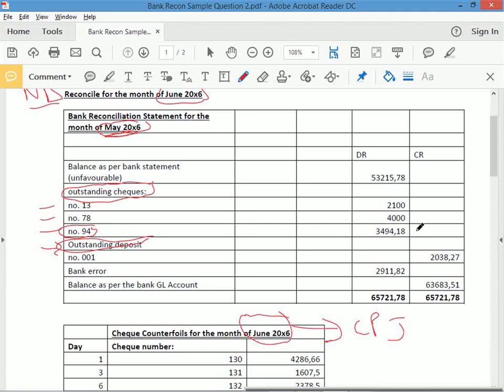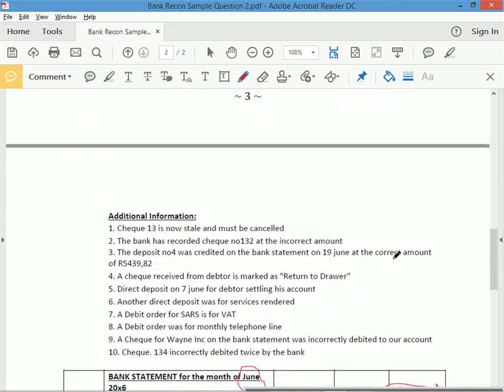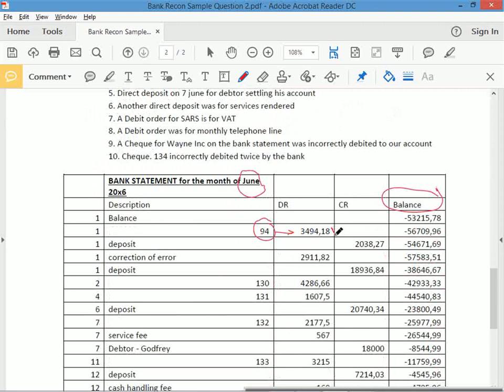So can I tick that? Yes. I'm going to tick this, and then I'm going to tick that. I've confirmed an amount. Your books and the bank's books are 100% correct. No problems.